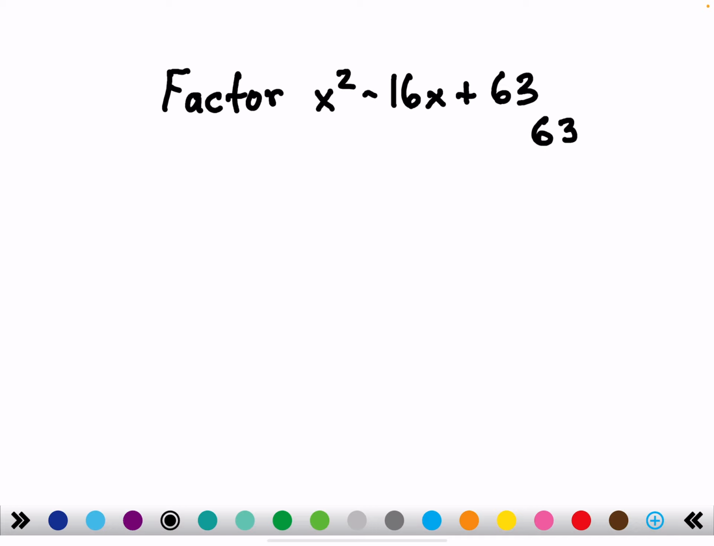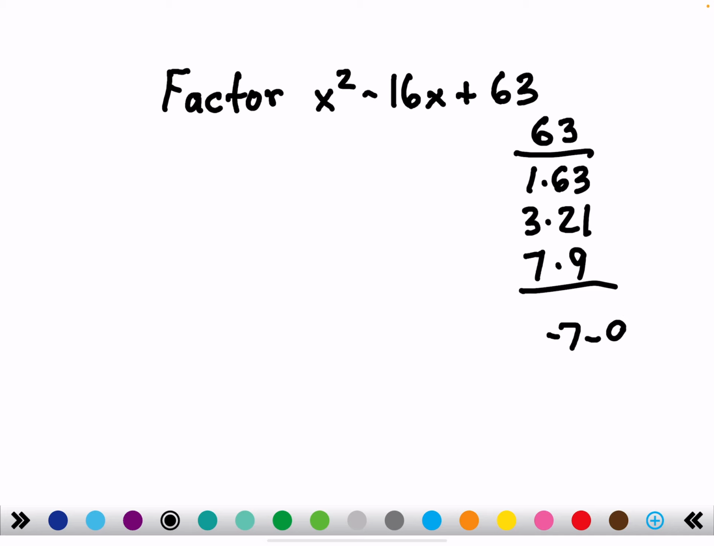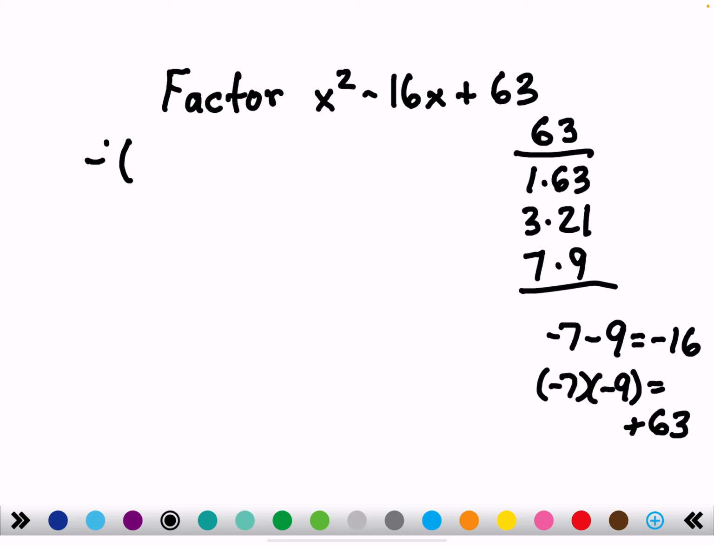Let's think of factors of 63. 1 and 63, that's too big. 3 and 21, too big, because the difference is 18. And then we have 7 times 9. Bingo, that's it. Because negative 7 minus 9 adds to negative 16. And negative 7 times negative 9 is positive 63. So the two numbers are negative 7 and negative 9.